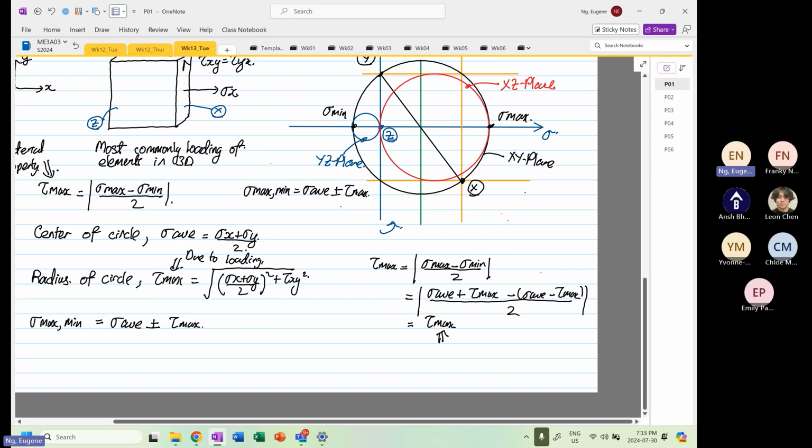Now, this tau max over here is due to loading. Okay. This is due to material property, i.e. this is from experiment. Okay. This one is from analysis or calculation.